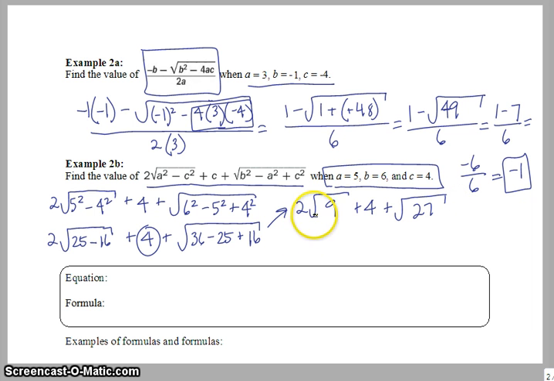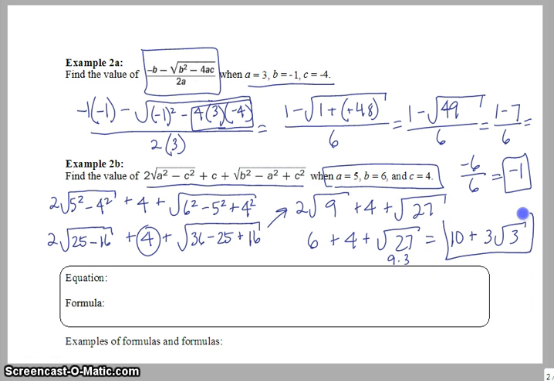Let's clean that up some more. 2 times the square root of 9, the square root of 9 is 3, so that would be 6, plus 4, plus the square root of 27. You can clean that up some more and say 10 plus 3 times the square root of 3, because 27 is the same as 9 times 3, and we can take the square root of 9 and move that outside of the square root symbol, and we're left with a 3 inside. So this would be the answer to example 2b.